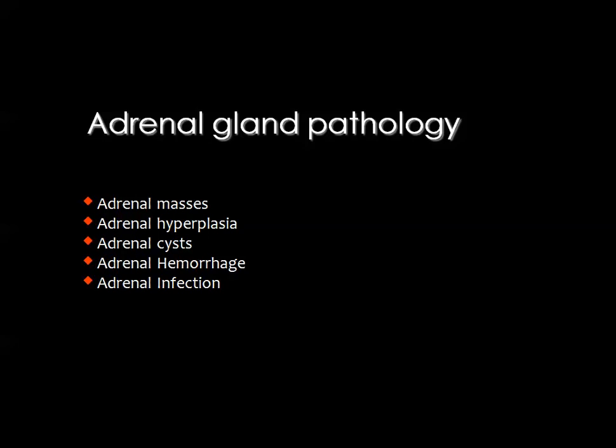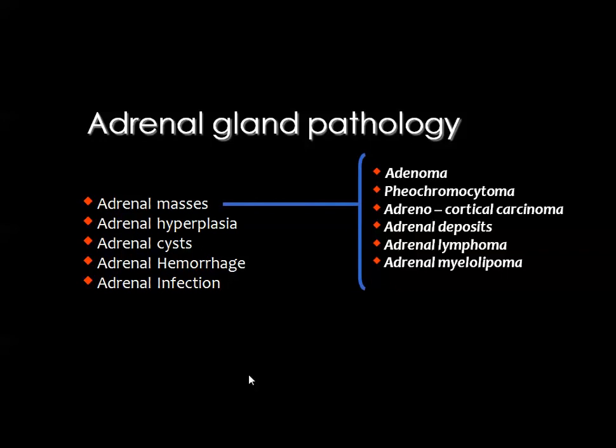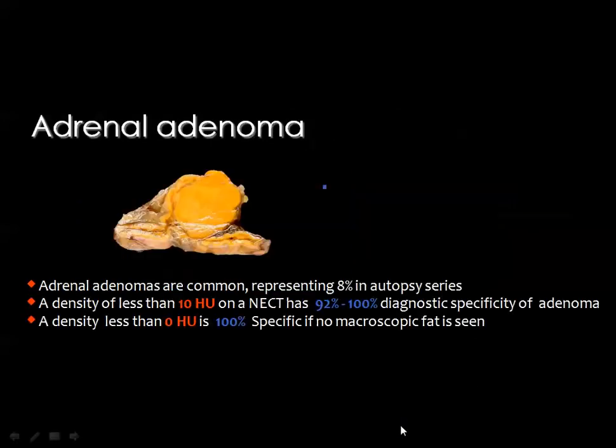The adrenal pathology we would like to handle include the adrenal masses, the differential diagnosis, adrenal hyperplasia, adrenal cysts, hemorrhage, and infection. Of course, the masses are multiple, and they include the adenoma, the pheochromocytoma, the adrenocortical carcinoma, the adrenal metastasis, lymphoma, and the myelolipoma.